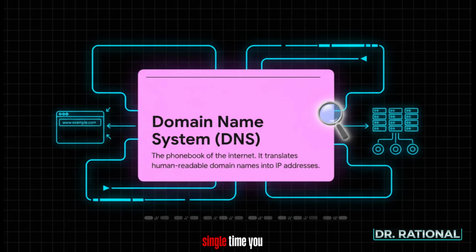You see, every single time you type a web address, your computer has to ask for directions. It uses something called the Domain Name System, or DNS. The best way to think of it is as the internet's giant phone book. It's a step you can't skip, and it leaves behind a very, very clear paper trail.